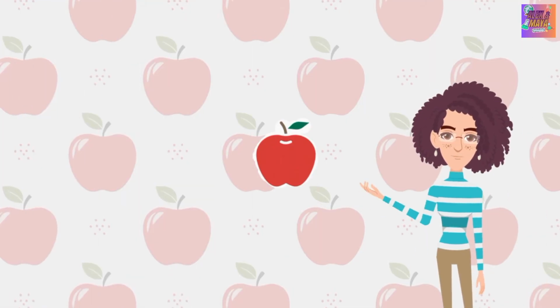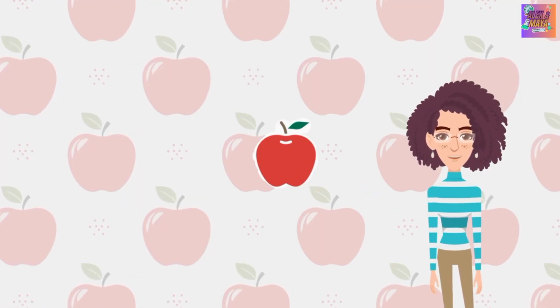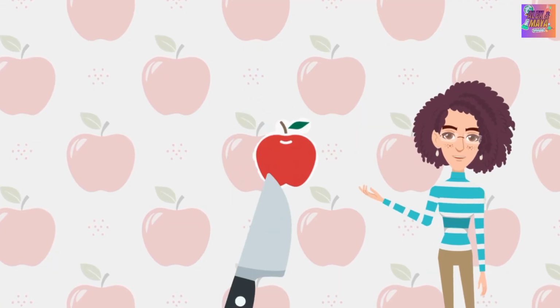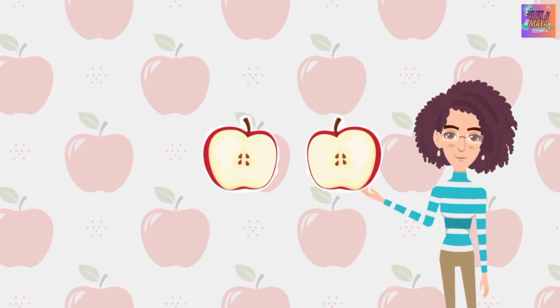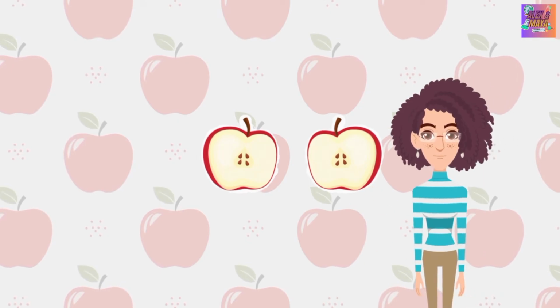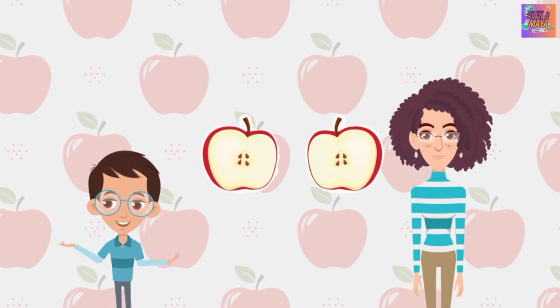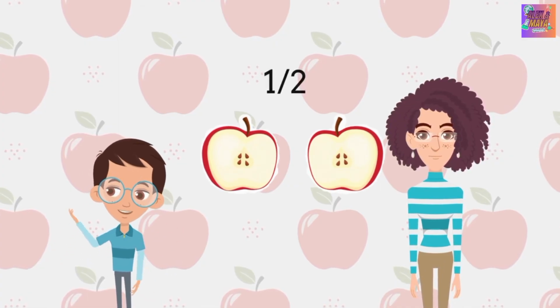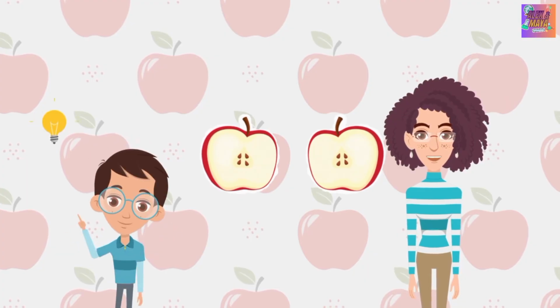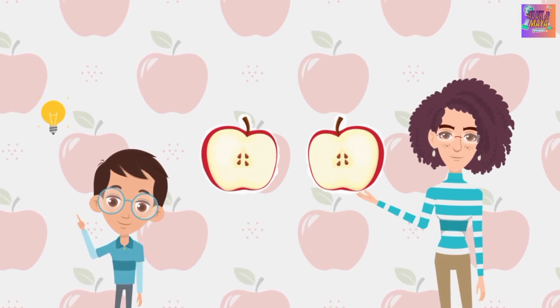Last one. Let's say I cut this apple into 2 equal parts to share with you. I have 1 part, and you have the other. What fraction of the apple do I have? Well, there are 2 parts in total, so the denominator is 2, and you have 1 of them, so the numerator is 1. You have 1/2. Fantastic, Alex. You're a fractions expert.